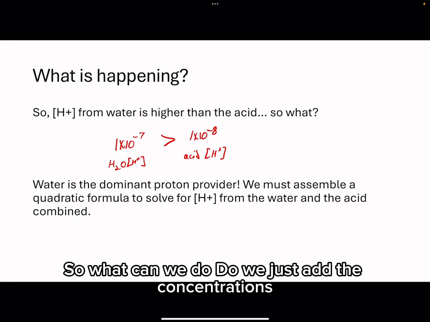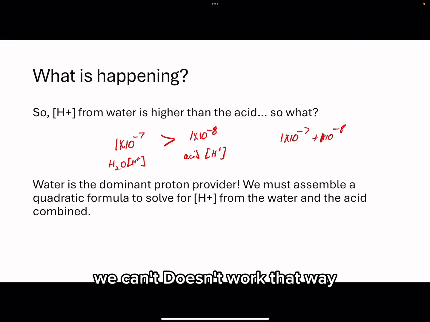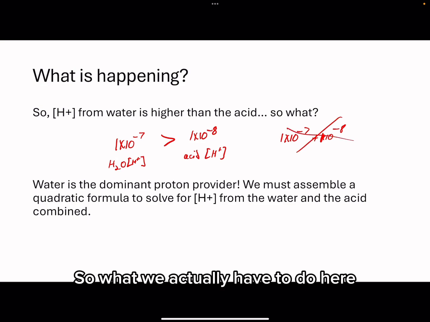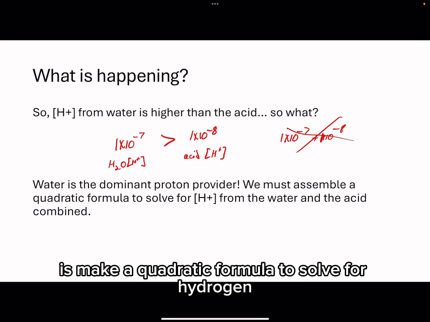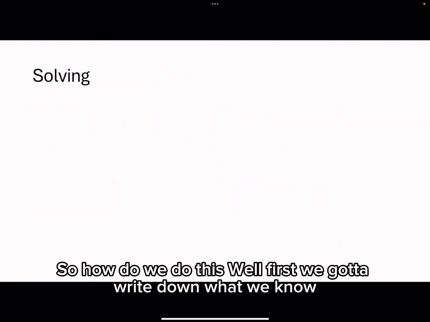So what can we do? Do we just add the concentrations? So do we do 1 times 10 to the negative 7 plus 1 times 10 to the negative 8? No, we can't. It doesn't work that way. It's never that easy in chemistry. So what we actually have to do here is make a quadratic formula to solve for hydrogen. And that's just the way we have to do it. That's how it's been figured out. So how do we do this?